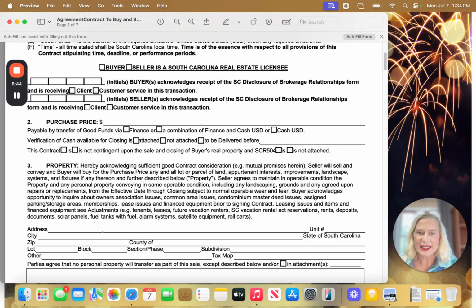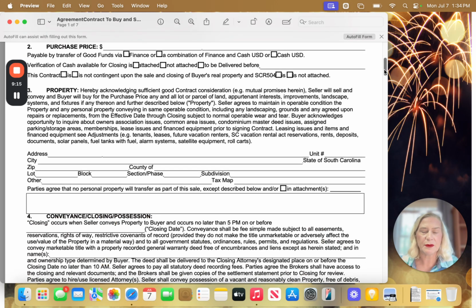It does say that the buyer acknowledges the opportunity to inquire about homeowner associations, common area issues, any easements, any things like that during the contract time, preferably during due diligence. So just note that it does say that things have to be stayed in really great condition up until closing. Wear and tear is going to be normal, and the client has the ability to ask about all of these things prior to submitting a contract. The next little section there, it's going to be the address of the property that you're submitting an offer on, to include the city, the zip code. All of this you can get from MLS tax records.